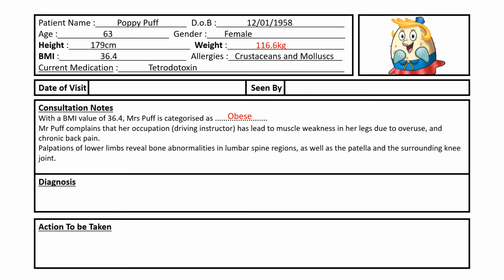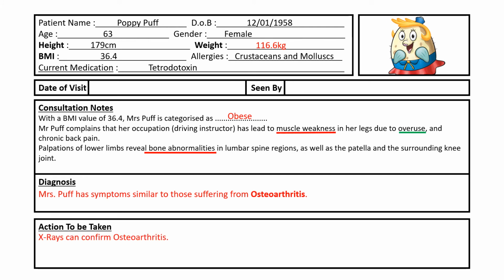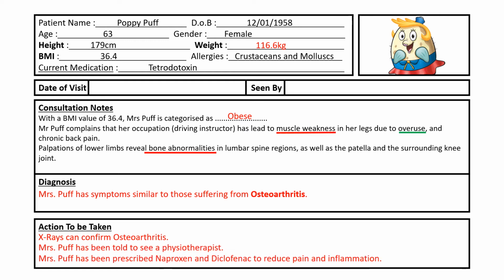She has one risk factor underlined in green of muscle overuse and two disorder symptoms underlined in red. From these symptoms and risk factors, we can diagnose Mrs. Puff with osteoarthritis. X-rays can confirm this to observe osteophyte formation. Mrs. Puff should then see a physiotherapist as well as take medication to aid in pain relief.